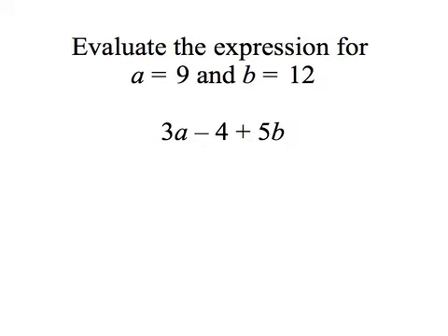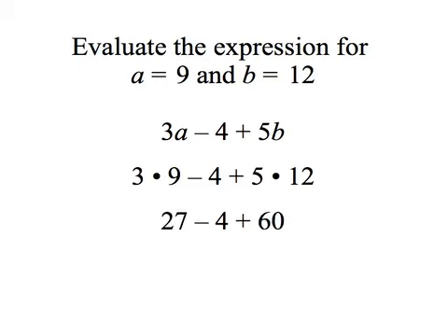Evaluate the expression for A equals 9 and B equals 12, but we have a new expression. And so we're going to substitute the 9 in for A and the 12 in for B. Now we have to put the times sign in when we substitute because otherwise it would be 39 and 512, but that's not what it means. It means 3 times whatever A is. So if A is 9, it means 3 times 9. And for 5b, it means 5 times 12.